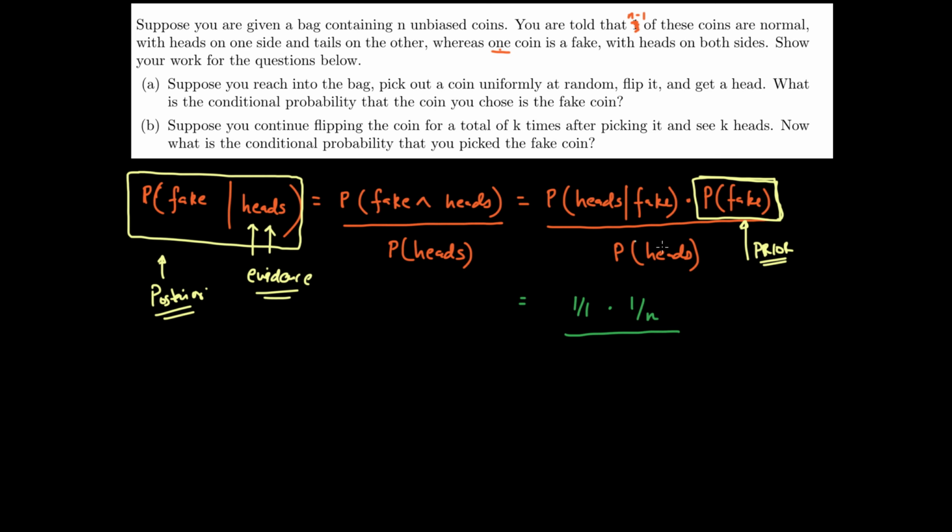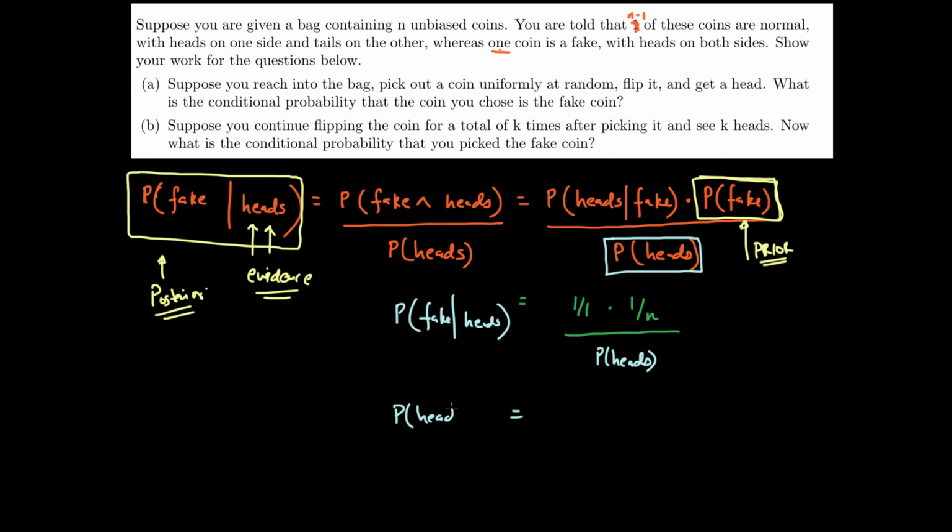So just going to use a different color. The probability of this piece, heads, is something that must be calculated. So let's just put it as it is for the time being. And this entire piece is going to be equal to the probability of fake given heads. So what is the probability of heads now?